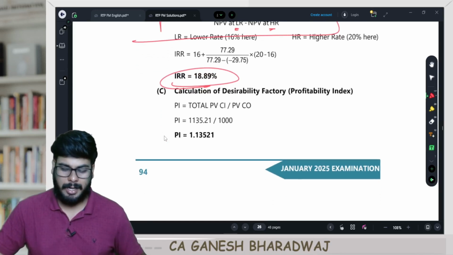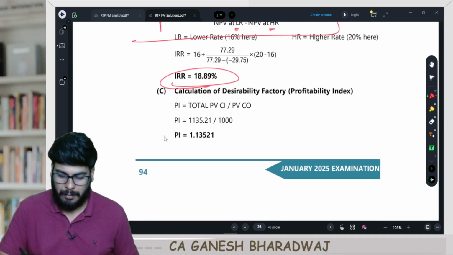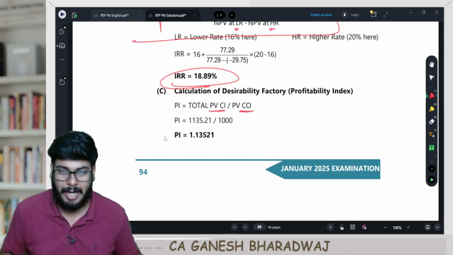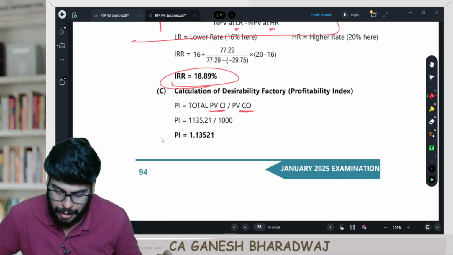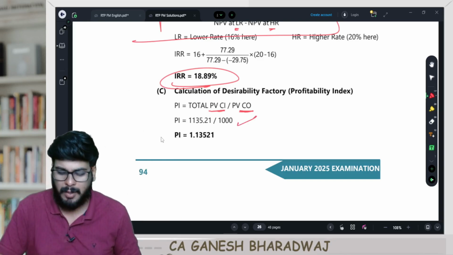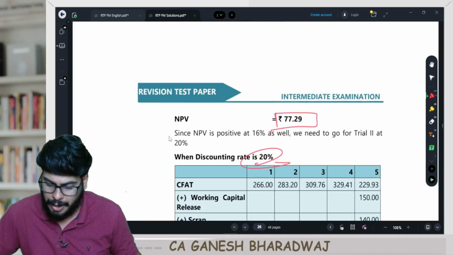And that's about the IRR computation. And profitability index, so how do you arrive at it? It's going to be present value of cash inflows upon present value of cash outflows at the discount rate of 14% only, right? So now how do you do that? So present value of cash outflow is 1000. What is the present value of cash inflow? It's 1135.21. How did we get this?